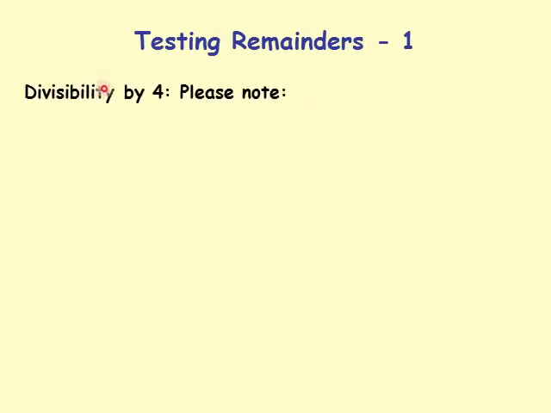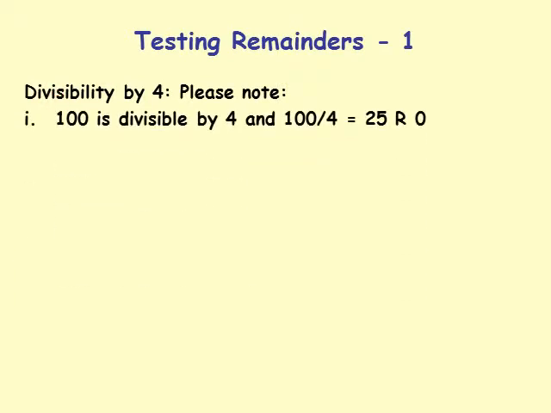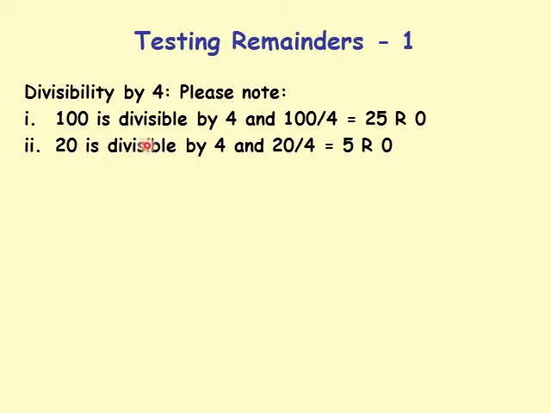Okay, first we'll discuss here divisibility by 4, and we will see if a number is divisible by 4. Let's continue here. First we note that 100 is divisible by 4 because 100 divided by 4 is 25, remainder 0. What I mean is 100 is a multiple of 4, and it's actually 25 times 4. Then 20 is divisible by 4. That means 20 is a multiple of 4, and in fact 20 is equal to 4 times 5.